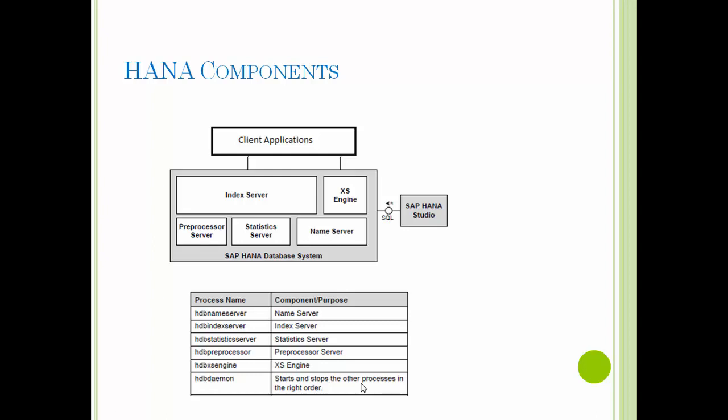So to say that an SAP HANA database is up and running, we must make sure all these processes are up and running. Basically, in simple words, they are available.